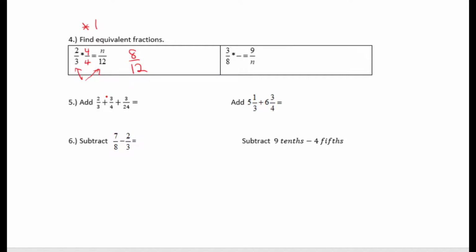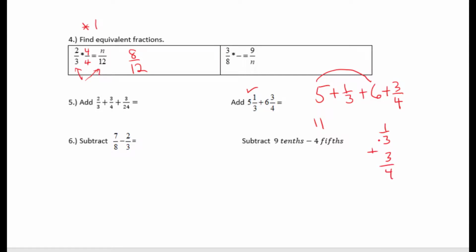The only other one I want to look at, well, I'll look at this one here. The way to do this is to break this up into components. This is the same as 5 plus 1/3 plus 6 plus 3/4. So I'm going to add the whole numbers first, which is 11, and then I'm going to add the fractions. So I need to add 1/3 plus 3/4.